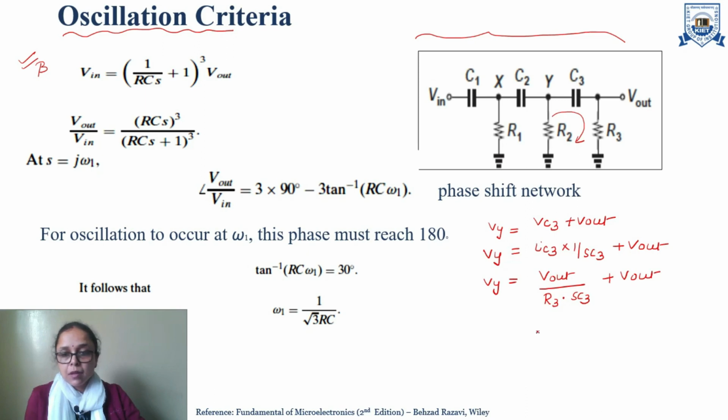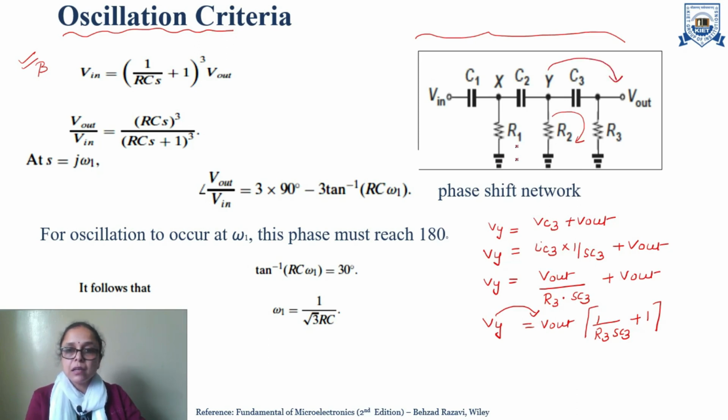We will take V out as common in this expression. We will get 1/(R3 SC3) plus 1. This is Vy by V out. Now we have calculated the relation between this voltage and V out. Similarly, in the same manner, we will calculate the relation between the Vx and Vy voltages, and then the Vin and Vx voltages. And with these three expressions, we will get the final expression Vin by V out.